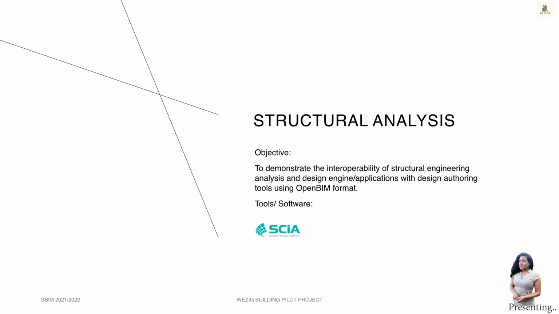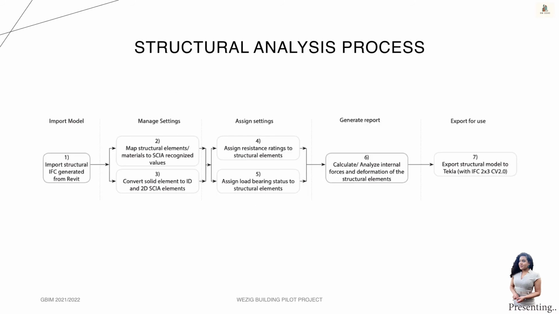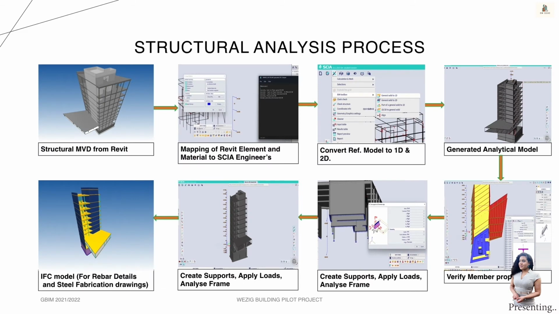And finally, let's take a look at structural analysis. In this process, IFC generated from Revit was imported into SCIA. Here, structural elements and materials were mapped to SCIA recognized values, and solid elements converted into 1D and 2D SCIA elements. Next, resistance rating and load-bearing statuses were assigned to structural elements. A report was then generated which analyzed internal forces and deformation of structural elements. The final model was then exported to Tekla for further use.